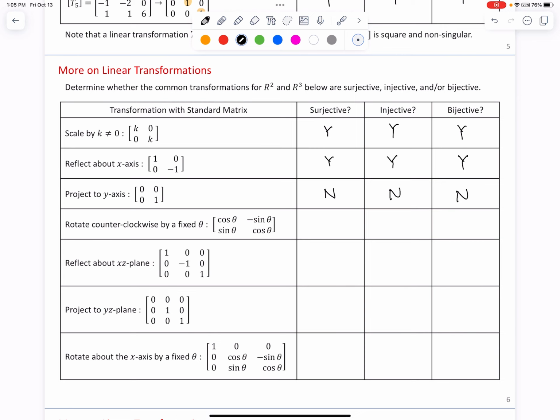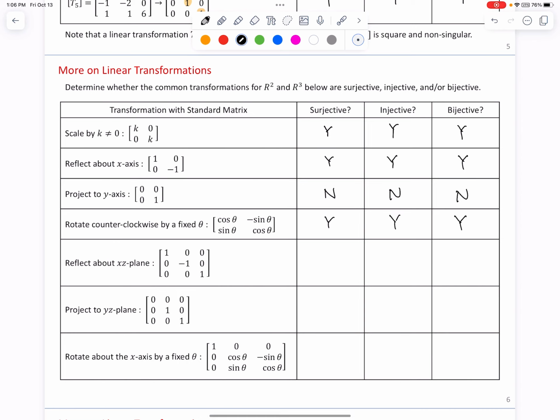Consider the rotation counterclockwise by a fixed theta. If you take any vector, can it be thought of as the result of such a rotation? And the answer is yes. Take any vector in R2 and reverse this transformation, which would mean rotate that vector clockwise by a fixed theta, and it would take you to the preimage. Furthermore, if you take a vector and you go clockwise by theta, it'll take you to a unique preimage. So every vector has a preimage, and every vector has a unique preimage. Therefore, this is both surjective and injective.